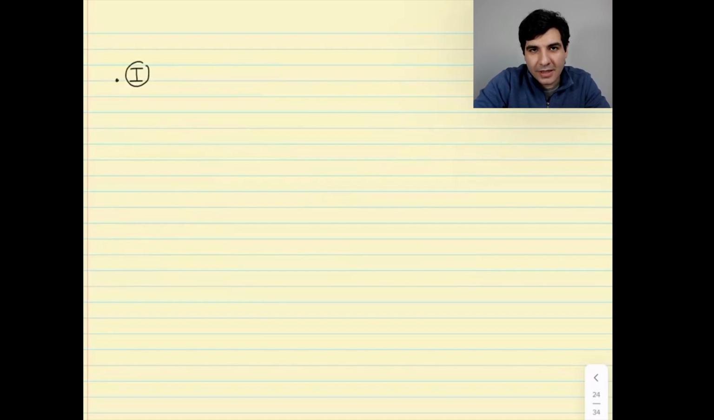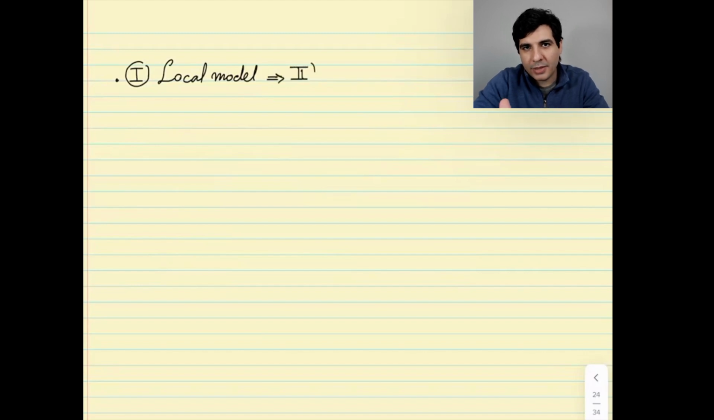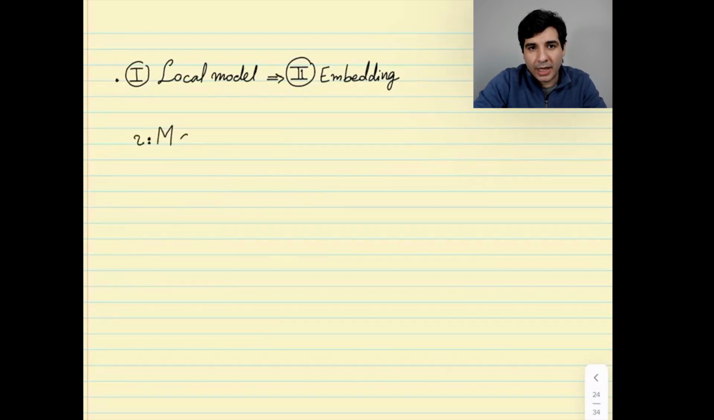So let's start by showing the first definition implies the second definition. Let's say M is a submanifold of N in the local model sense. Then M is a submanifold of N in the sense that the inclusion is an embedding. So the first definition implies the second definition. Let's prove that. In order to prove this, I should show the inclusion from M to N is an embedding.